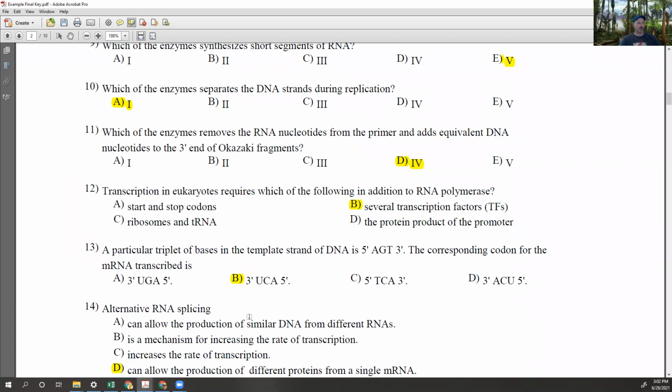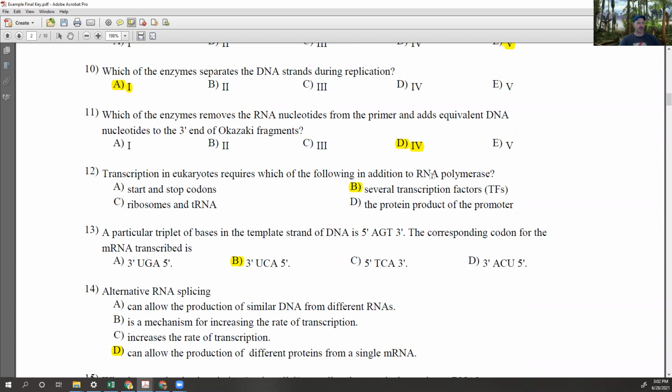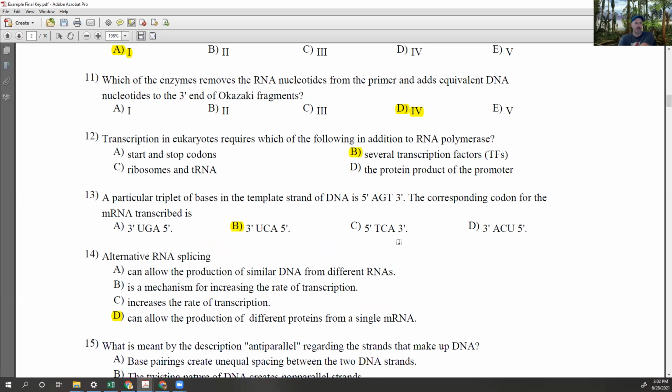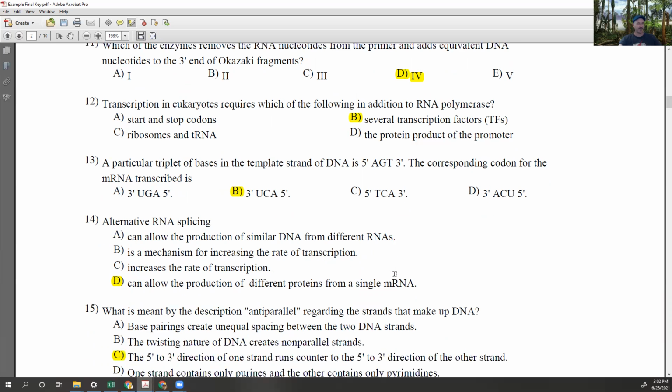Transcription in eukaryotes requires which of the following in addition to RNA polymerase? It often requires transcription factors. And remember, those can be turned on and off through chemical signals and things. So that way you can turn transcription on and off.